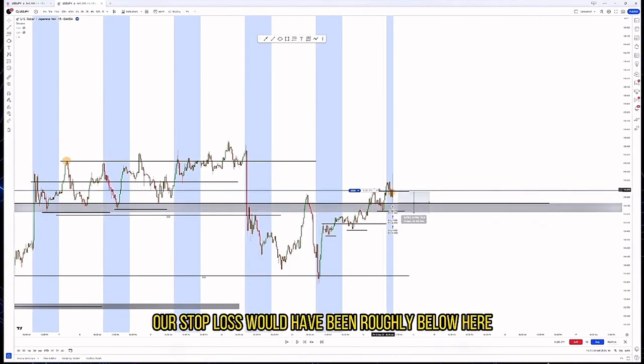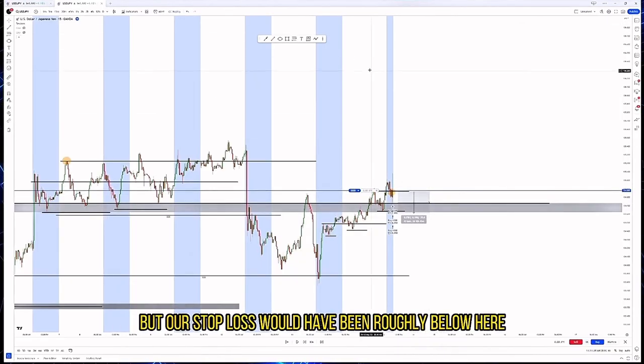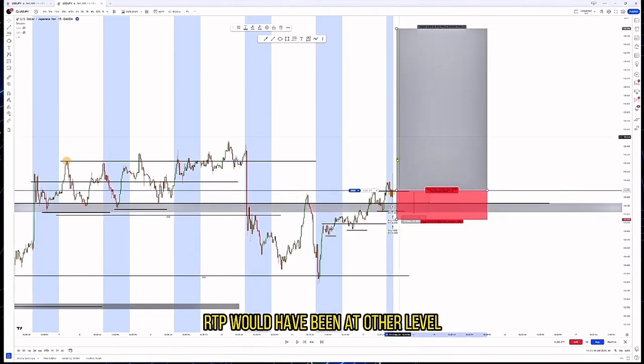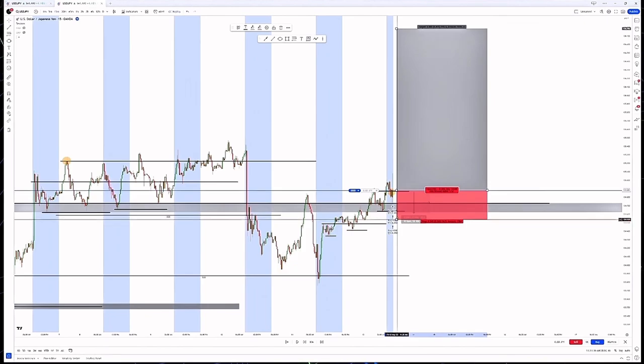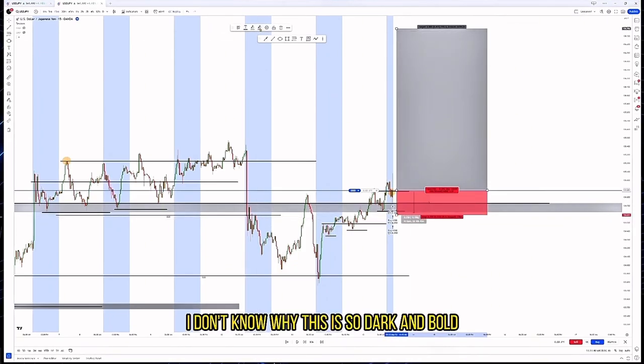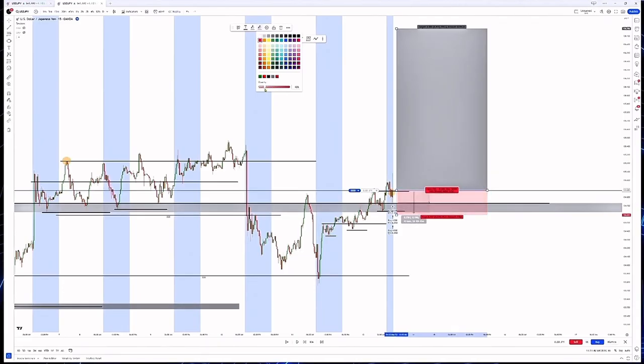Our stop loss would have been roughly below here. I don't know if we can make a stop loss, but our stop loss would have been roughly below here. So this is our entry. Our TP would have been that other level. Our stop loss below here. I don't know why this is so dark and bold.